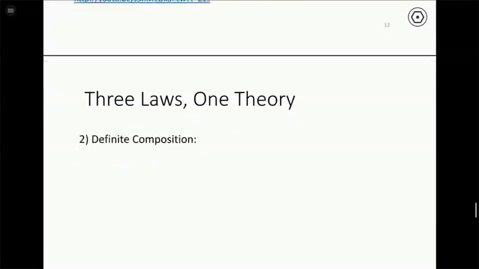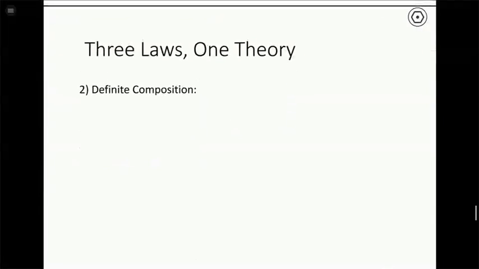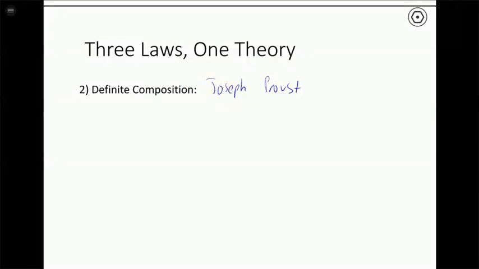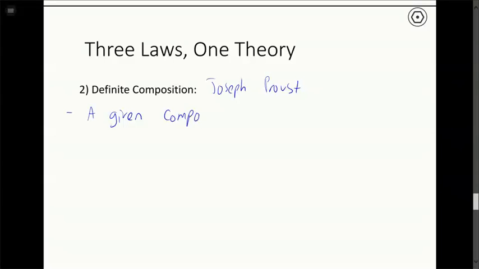The second law is called the law of definite composition, and this one was formulated by Joseph Proust. Or perhaps, I think that's the right pronunciation, it might be Proust. Anyway, the law of definite composition is a law about chemical compounds, specifically. A given compound is always going to contain the same proportion of elements by mass, regardless of the source.